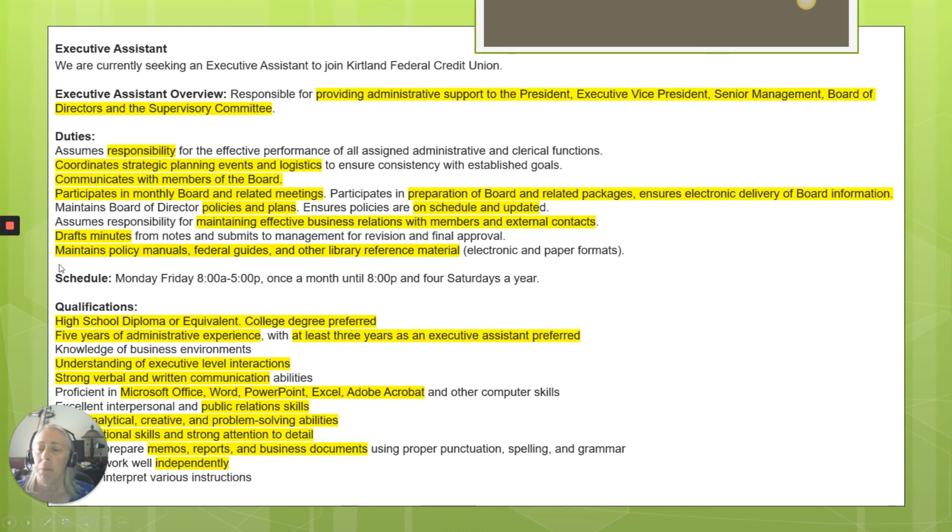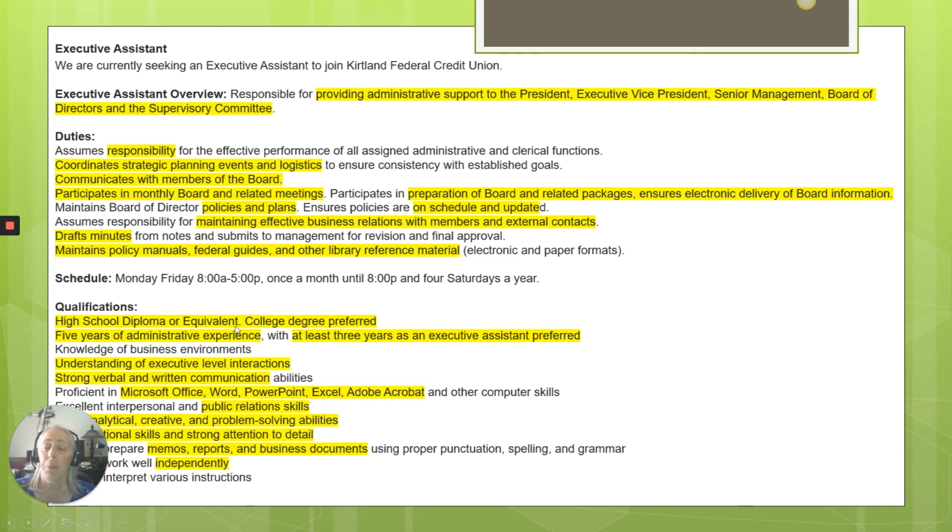That they'd be drafting the minutes. So they would be attending these meetings. They would be maintaining business relations and external contacts. They were going to do maintaining all of these manuals and policies and things like this.